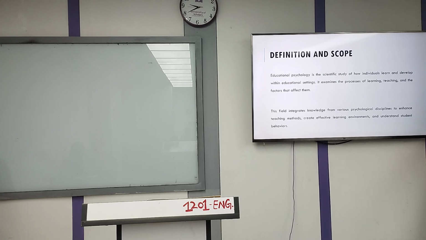Okay, so the field and the scope. Now we are talking about the scope. The field integrates knowledge from various psychological disciplines. It basically blends some psychological things within the educational purpose.